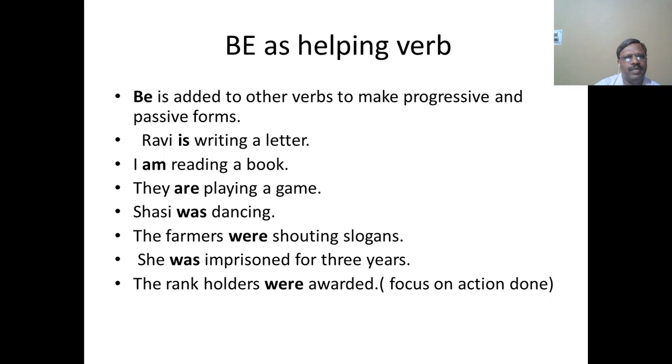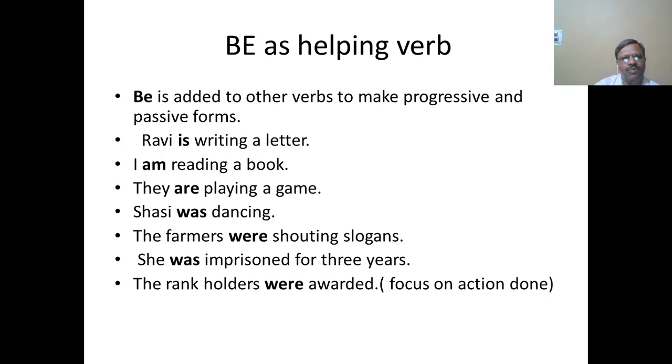Subject is followed by a be form helping verb. Since it is a present continuous tense form, Ravi is third person singular. It is followed by a singular present tense be form verb is, and the main verb is write. It is changed into a progressive tense form by adding ing to the main verb. Ravi is writing a letter.